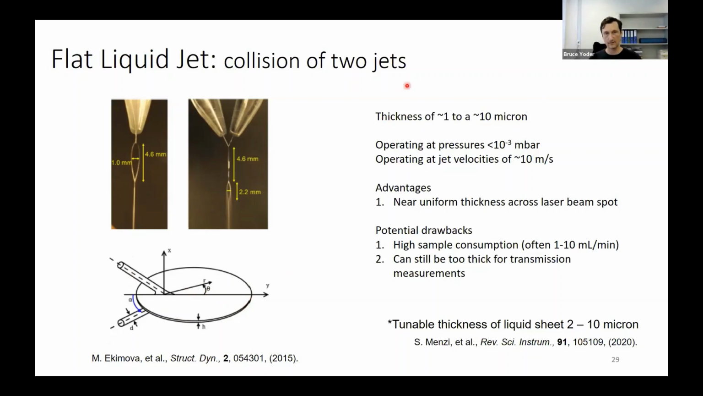The early flat jets in vacuum produced thicknesses. This one was, I think, between 1 and 3 microns. A later example shows a tunable jet between 2 and 10. So the thicknesses are often in the 1 to 10 micron range. They can operate below 10 to the minus 3 millibar, with velocities of 10 meters per second. This is still, I'd say, a disadvantage, as it can be too thick for some transmission experiments, depending on what you want to look at.